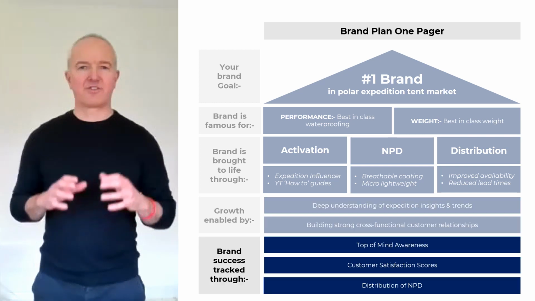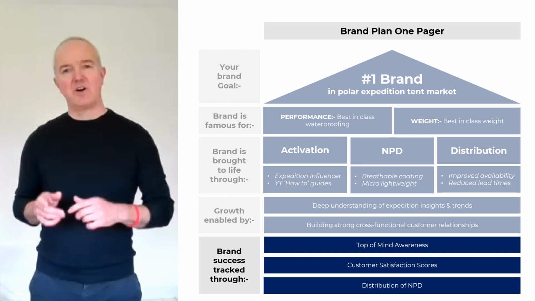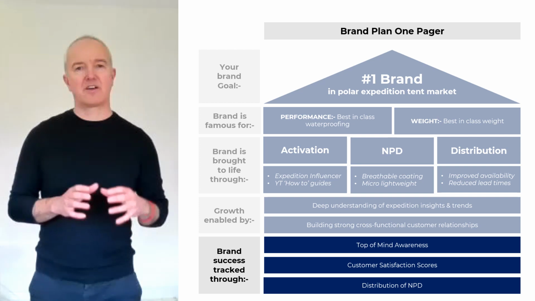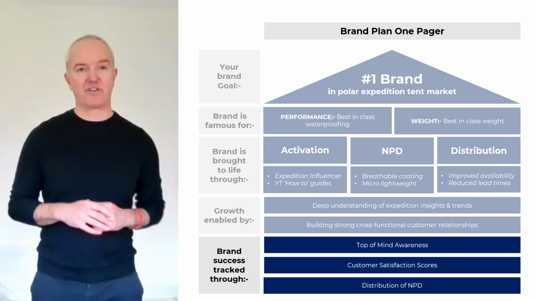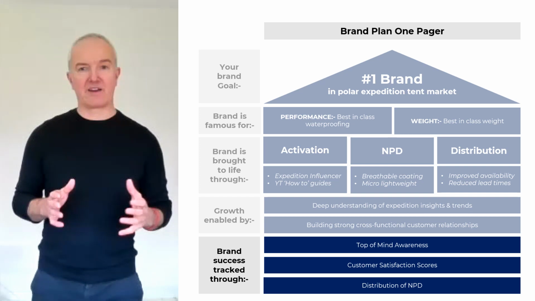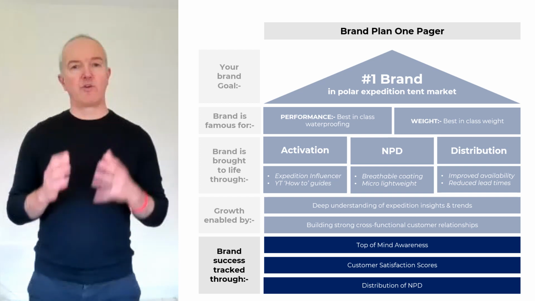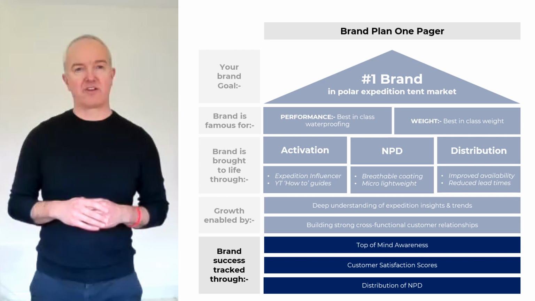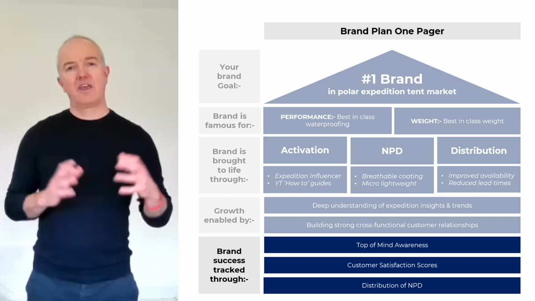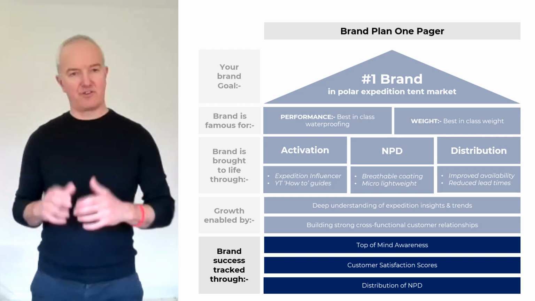And the final step is to define the KPIs that we're going to use to track performance, to ensure that our marketing campaigns and NPD are moving the needle and moving us in the right direction. Think about the monthly meeting with the board or the bank. How are you going to be able to show progress? How are you going to prove that all of your marketing is moving the business in the right direction? In the case of our tent brand, we're focused on awareness, satisfaction, and distribution measures.